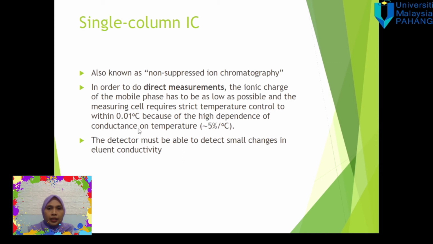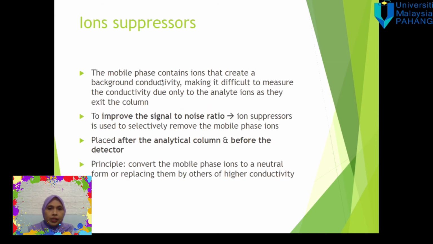If we use a single column ion, and if we use the ion suppressor, what is the purpose of having an ion suppressor in IC? The mobile phase contains ions that create a background conductivity. That's why, when the mobile phase gives us some conductivity, it's difficult to measure the conductivity due only to the analytes as they exit the column. It will be disturbed by the conductivity of the mobile phase. That's why they have to pass through the ion suppressor.